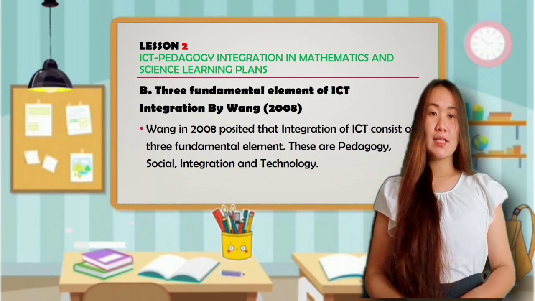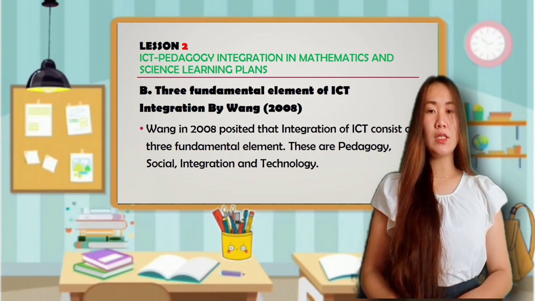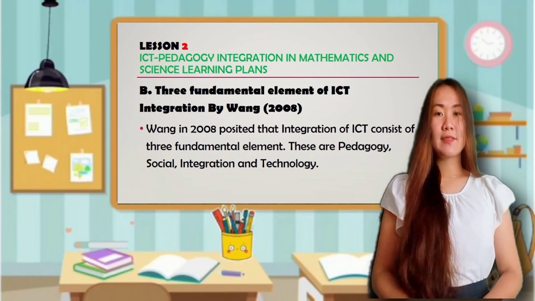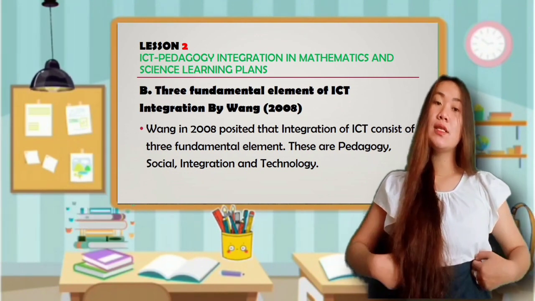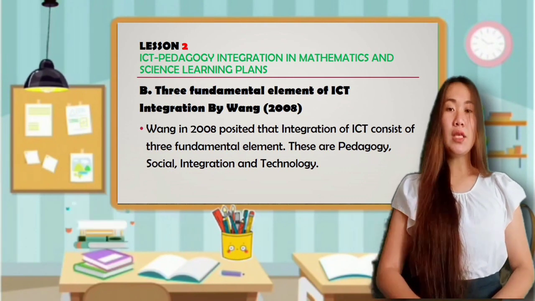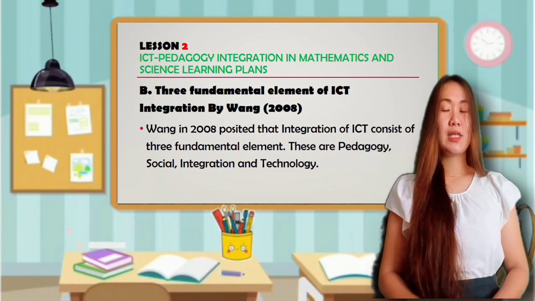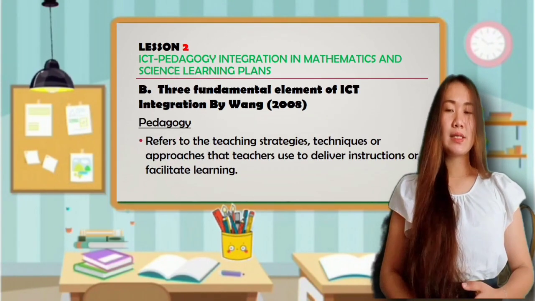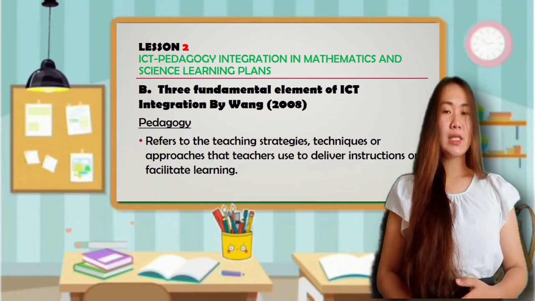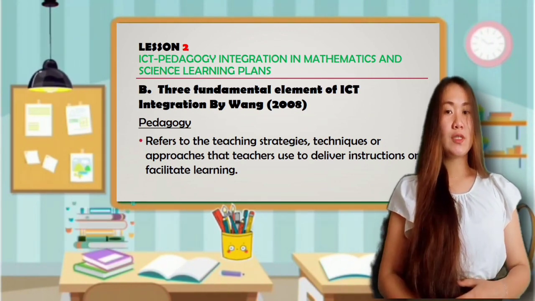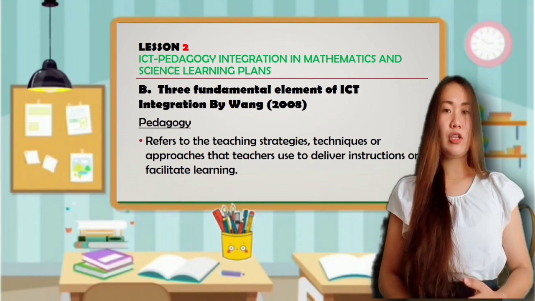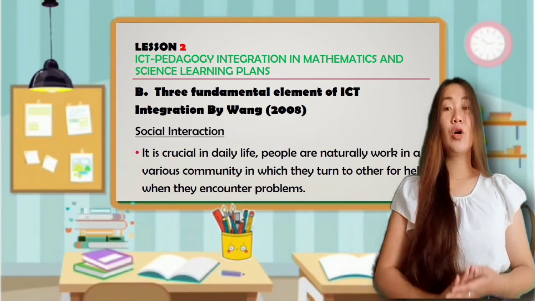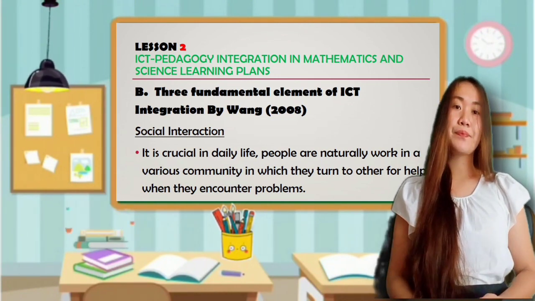Now let us discuss the 3 fundamental elements of ICT integration according to Wang 2008. Wang posited that ICT integration consists of 3 fundamental elements. These are pedagogy, social interaction, and technology. First to discuss is pedagogy. Pedagogy refers to the teaching strategies, techniques, and approaches used by teachers in delivering instruction or facilitating learning.